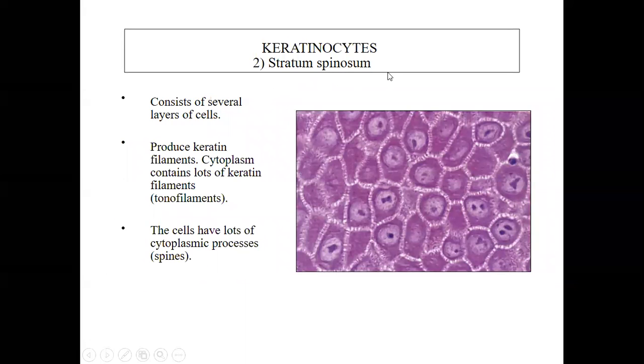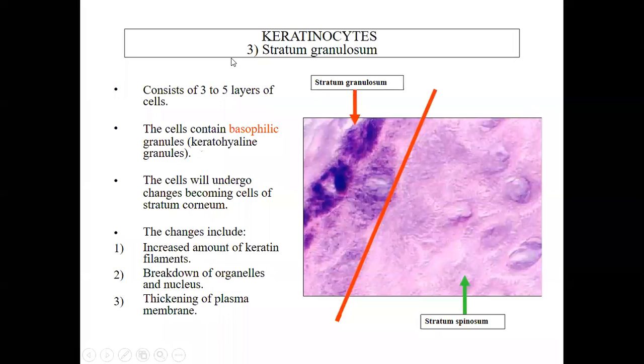The stratum spinosum consists of several layers of cell, and it also produces keratin filament. That's why the cytoplasm of the keratinocyte in the stratum spinosum contains a lot of keratin filament or tonofilament. What is special about the keratinocyte in this layer is that it has a lot of cytoplasmic processes. So you can see here, these are the cytoplasmic processes. They are finger-like projections, spines. And then the third layer is the stratum granulosum.